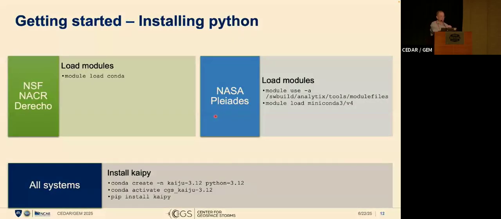Okay, first step in the install process that we're going to talk about here is getting Python up and running on your platform. You need Python to help us with the build and the run processes. On the NCAR systems, that's as simple as doing the module load conda command. On the NASA systems, the recommended pathway is to use the module use -a command to point at some stuff they've provided for third-party access to packages, and then loading their version of Miniconda3.